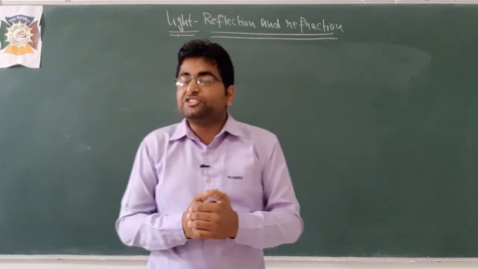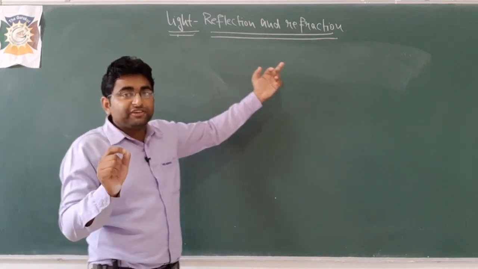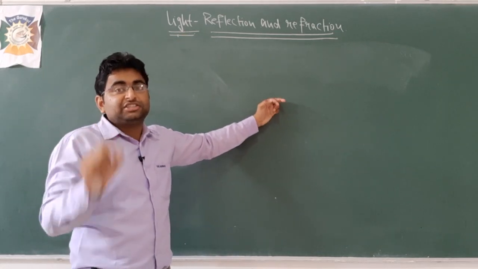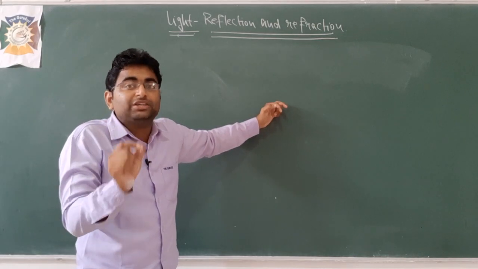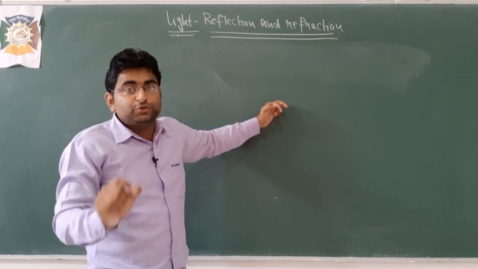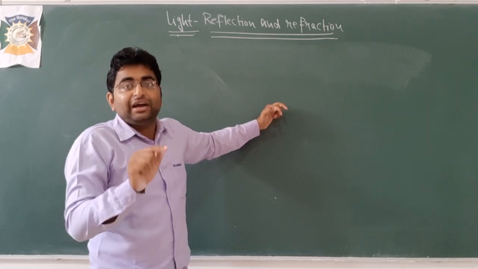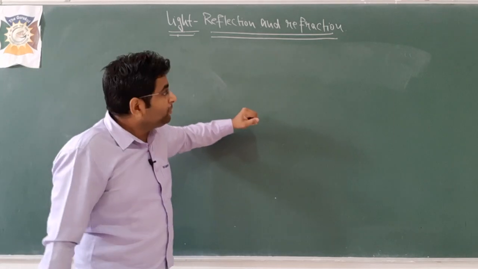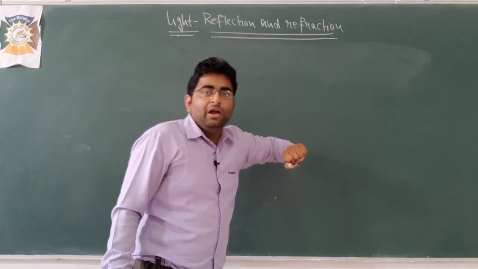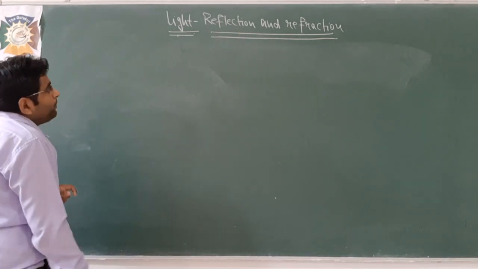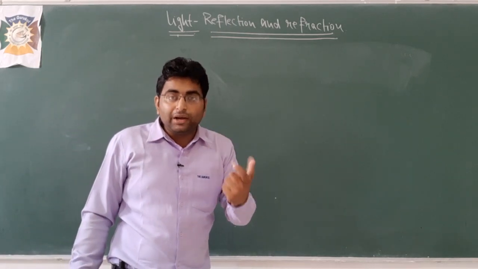In this chapter you will study the concept of light, its properties and different phenomena observed when light strikes a polished medium and when it goes from one medium to another medium. You will also study the applications of these phenomena in our daily life. Clear? So basically in this chapter we will do two phenomena, reflection and diffraction. Before this, I will tell the meaning of light.